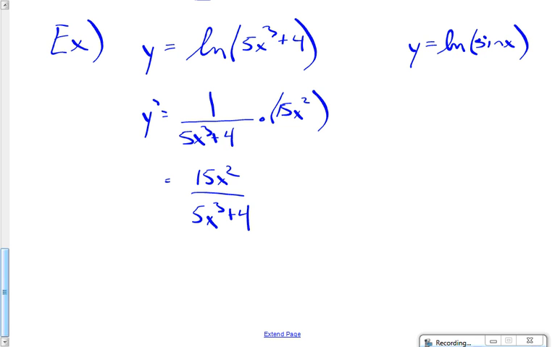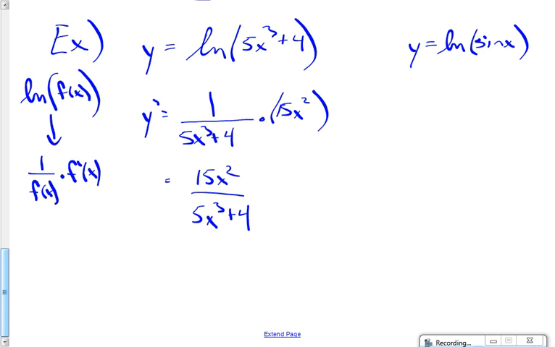Cool? It's different. Why is it different? Because this is natural log of f of x, which means chain rule has to apply. So natural log of f of x, if I'm differentiating, becomes 1 over f of x times f prime of x. Sort of?